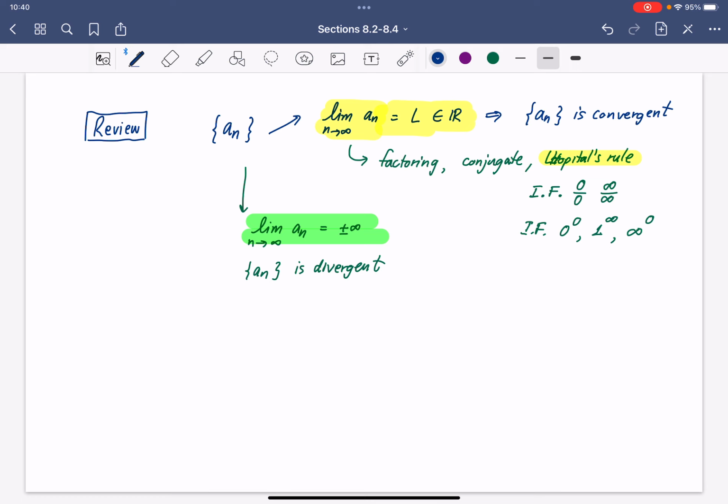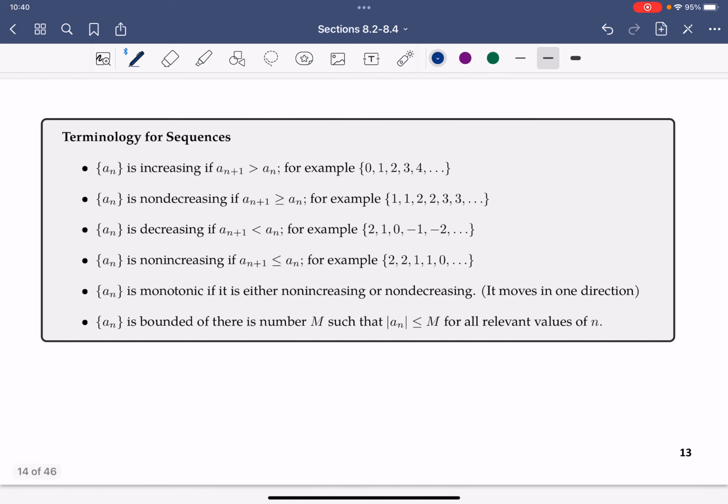Later on, we're going to learn series, which is going to be different from sequence. But we're going to learn sequence first, so we continue the sequence content for today. Alright, we're going to spend about 10 to 15 minutes more on the terminology of sequence. This is another way to show that the sequence is convergent.